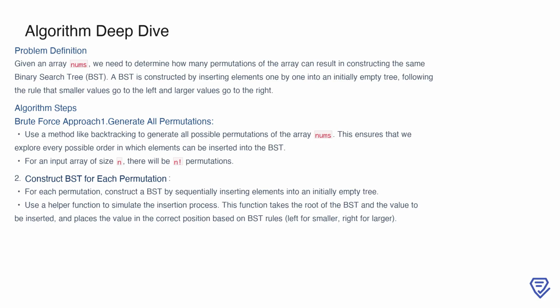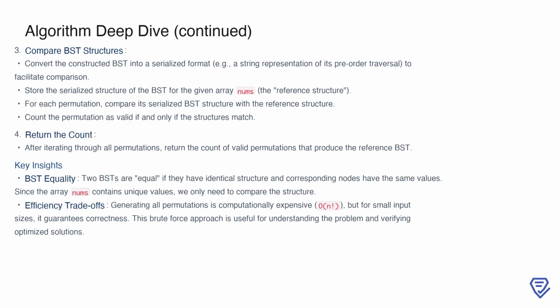After constructing the BST for each permutation, the next step is to compare their structures. To do this efficiently, we convert each constructed BST into a serialized format, such as a string representation of its pre-order traversal.